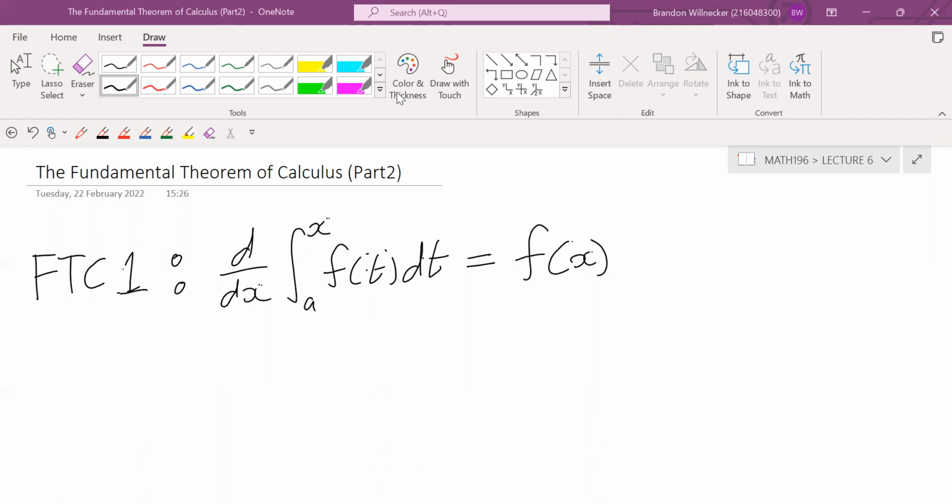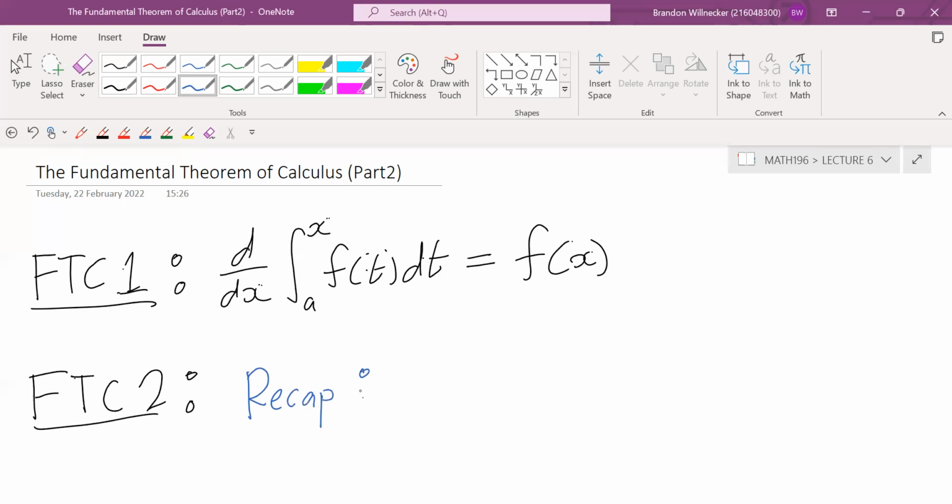So this time, we're going to look at the Fundamental Theorem of Calculus Part 2, also abbreviated as FTC2. FTC2 continues with this idea of relating differential calculus with integral calculus, but in another form now. So just a quick recap. We need this recap before we can continue on the idea of a definite integral.